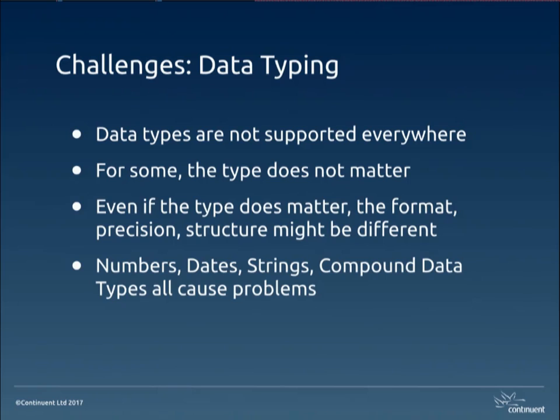Compound data types, I've already mentioned, enum, set, all cause all sorts of problems. And what about other things like binary types? If you're storing binary information and you've encoded it, how do you get it over to the other side? In MySQL, for example, we can store stuff in binary. You cannot write binary material out as CSV, right? It has to be encoded in some format before it goes into CSV.